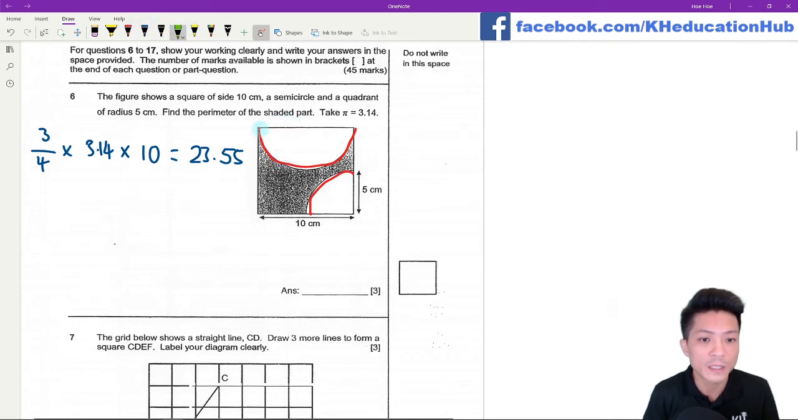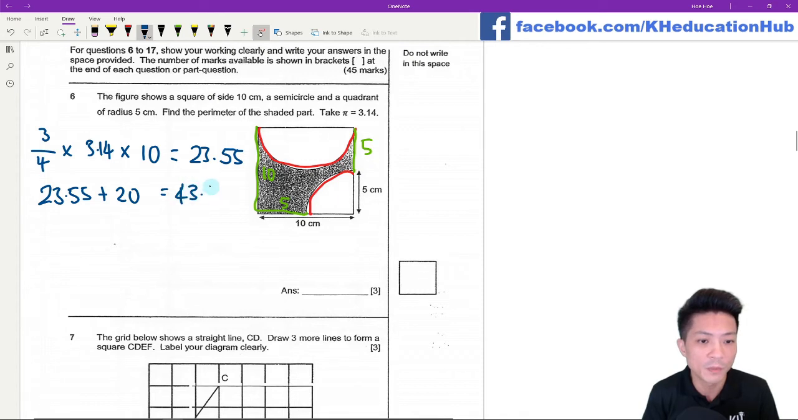Now I'm going to add this, and I'm gonna add this. This will be 5, and this will be 10. Which means that altogether is 20, right? So I use 23.55 plus another 20, which will give me 43.55 cm. Okay, so this is the answer for the perimeter of the shaded part.